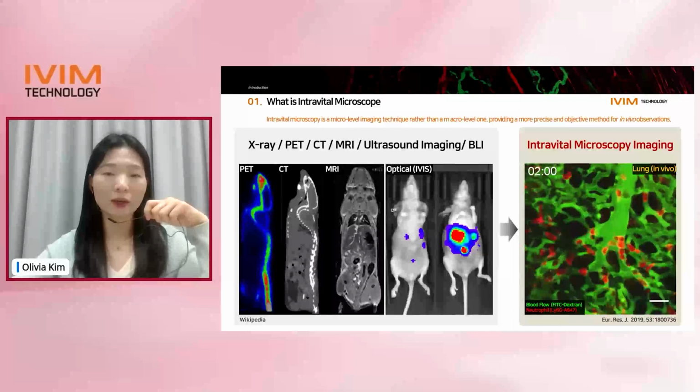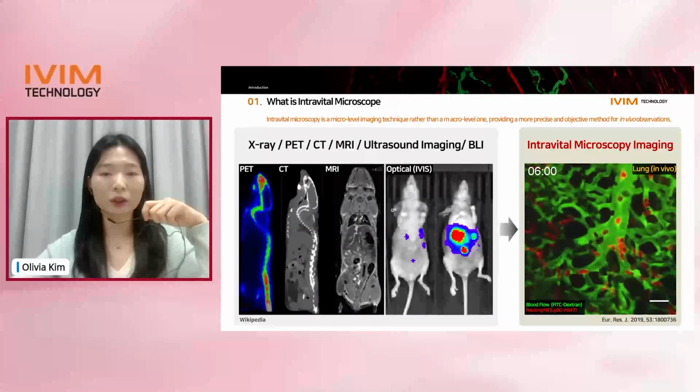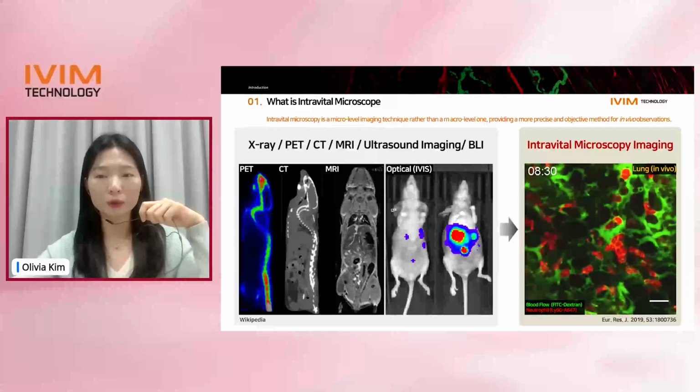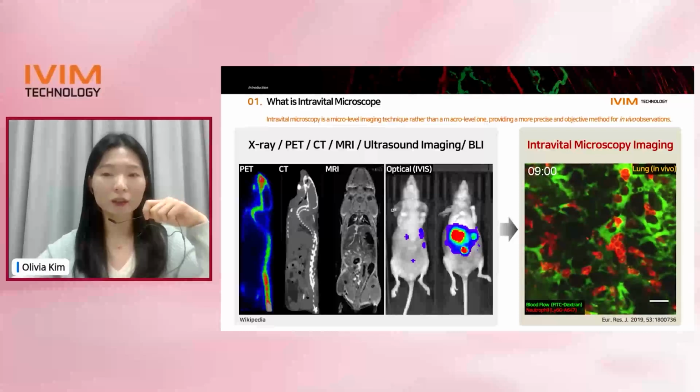In contrast, intravital microscopy fills this gap. It allows researchers to continuously monitor drug distribution, cellular interactions, immune responses, and disease progression directly within a living subject. This unique combination of cellular resolution and real-time tracking provides a more accurate and physiologically relevant understanding of biological processes.